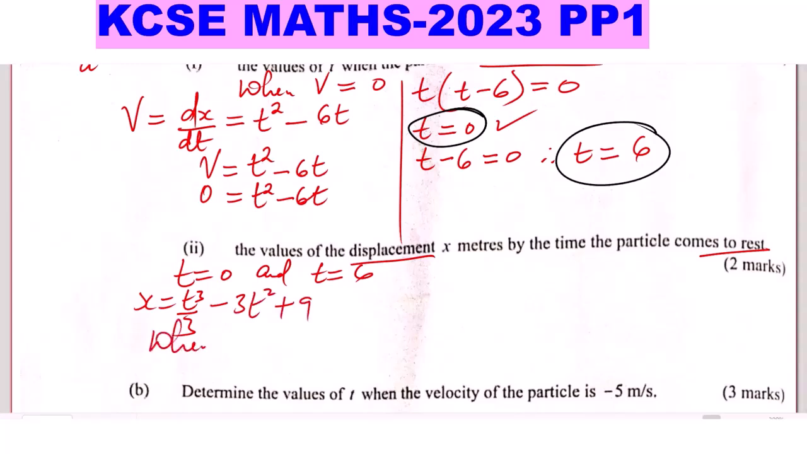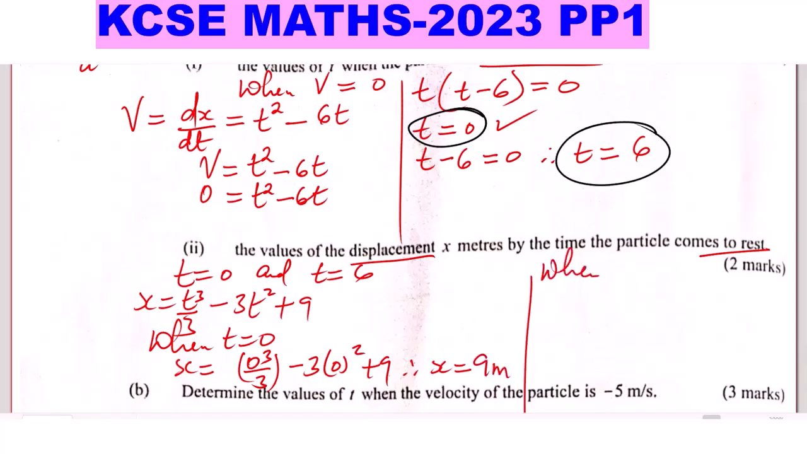So just substitute. When t is equal to 0, x will be given by, where you have t, substitute that with 0. So you'll have 0 cubed over 3 minus 3 times 0 squared plus 9. So for this, x will be 9 meters.